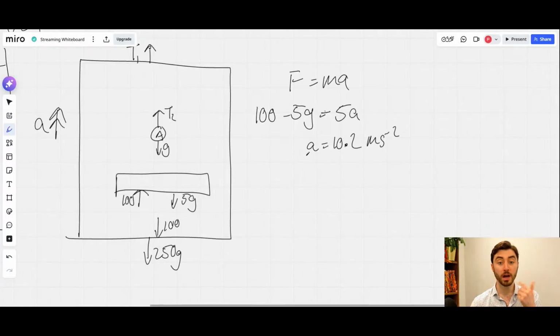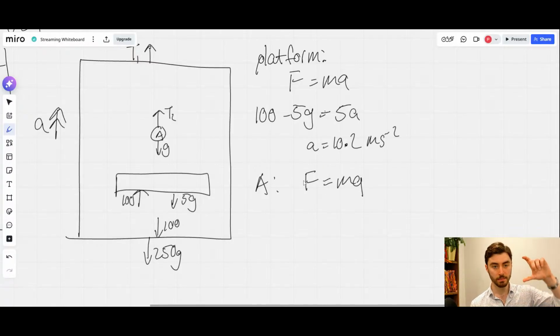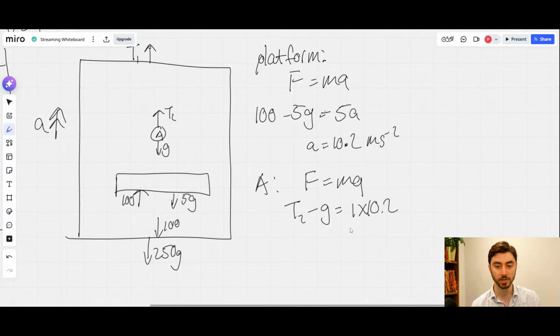From there, we can understand how that affects the motion of A. So I'll write down, it may be helpful for you to leave these context clues for yourself as well. This is for the platform. Well, what does that mean for A? Now for A, again, F equals ma. But this time, the resultant force is going to be the tension we're trying to find minus g. And that's going to be equal to the mass of 1 times the acceleration of 10.2. And so tension 2 is going to be equal to 20 newtons.